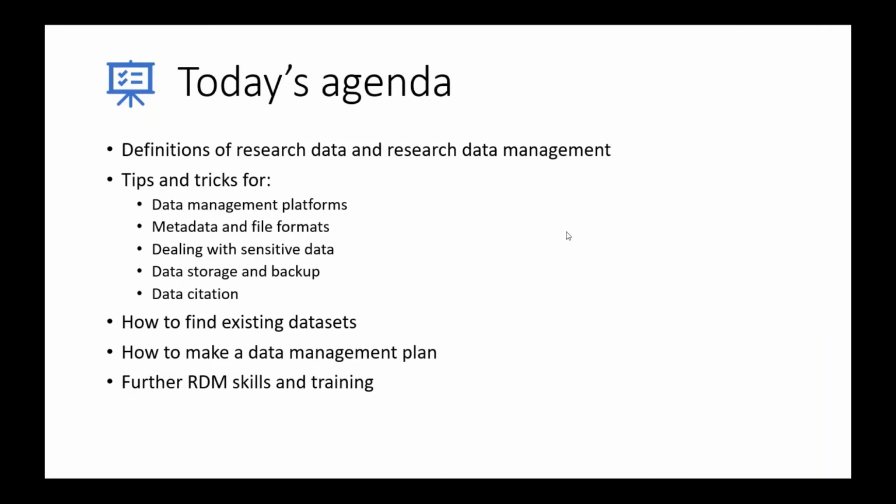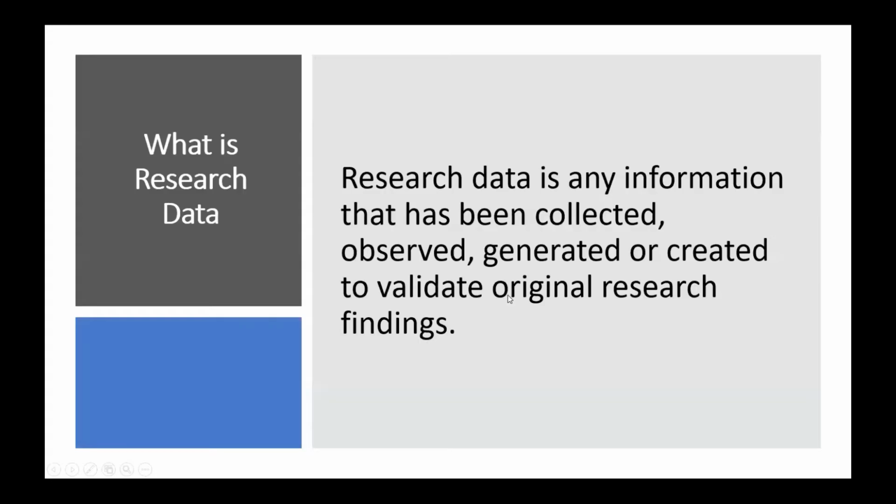Okay, so let's get started. What is research data? Let's start with the definition. It's any information that has been collected, observed, generated, or created to validate original research findings. So it's any information for the purpose of producing original research.